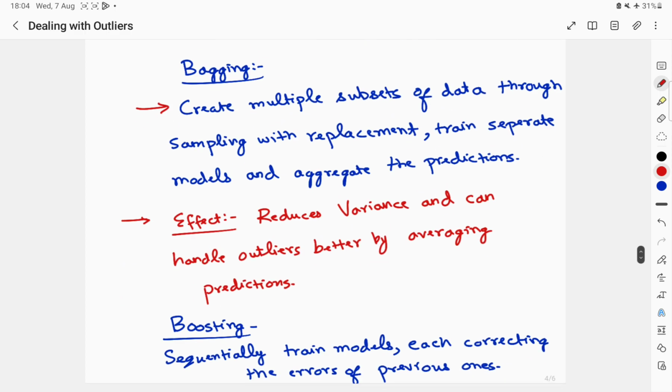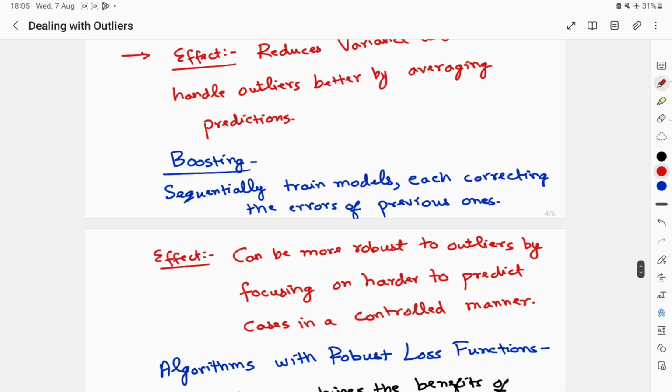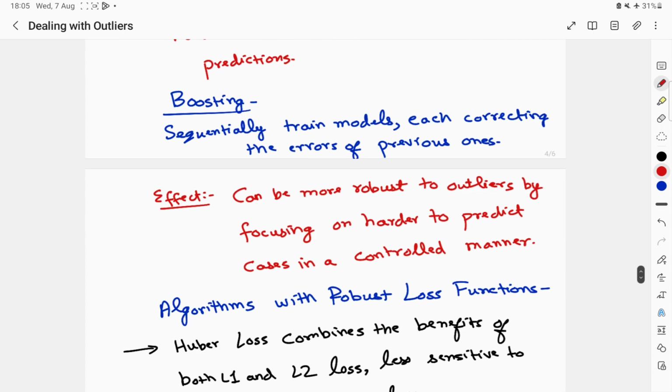The effect that it would have is it would reduce the variance and can handle outliers better by averaging the predictions. So since you are aggregating all the predictions at the end, the impact of outliers is reduced to a great extent, right? And that's how bagging can take care of your outliers. When we talk about boosting, the core idea is to sequentially train the models, each model correcting the errors of the previous ones. And the effect that it has is it can be more robust to outliers by focusing on harder to predict cases in a very controlled manner.